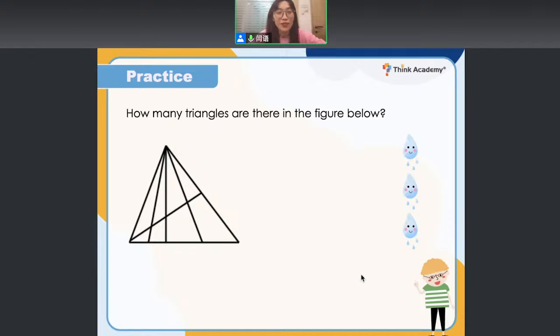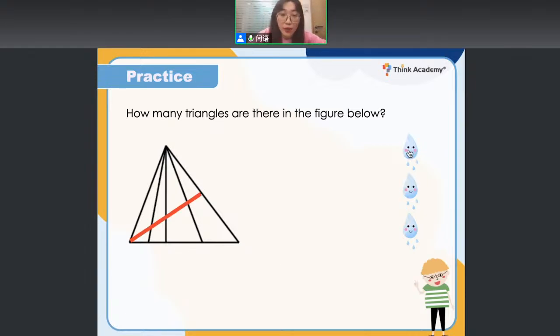So here, everyone, let's try a more challenging one. Okay, how many triangles are there in the figure below? Let's have a look. How many triangles are there in the figure below? You will see that actually for this picture, it is a bit more complicated, right? Why? Because I add one more line in the middle. So here, we just divide triangles into 2 parts, for the top part and the bottom part.